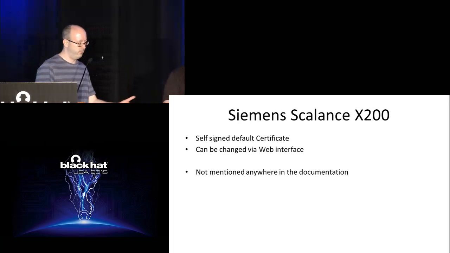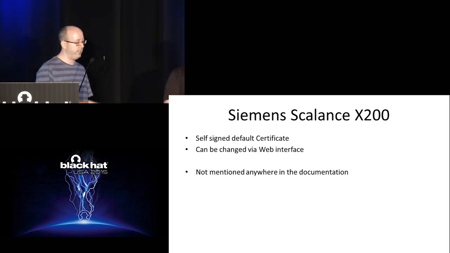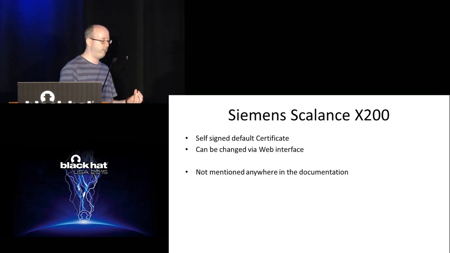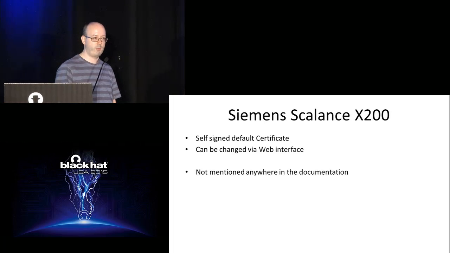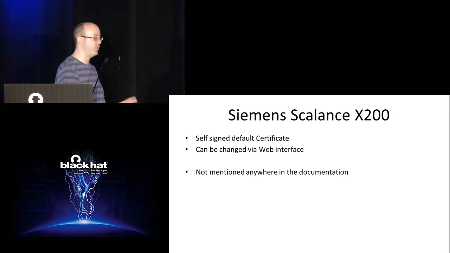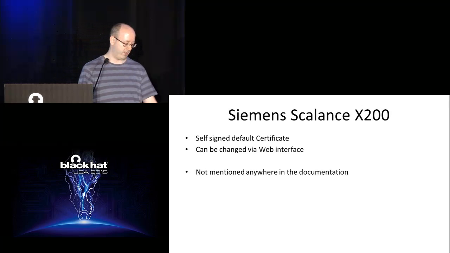So we had a word with Siemens about this. It was a self-signed default key. They came back to us and said, yes, it can be changed via the web interface. However, there was absolutely no mention of this in the documentation whatsoever as something you should do. This ranks up there with hard-coded passwords or default passwords that nobody tells you should change. So they eventually came back to us and said, here's a brand new version of the documentation, and it had a whole page on how you should change this and how to do it securely, which was very well done on their part.